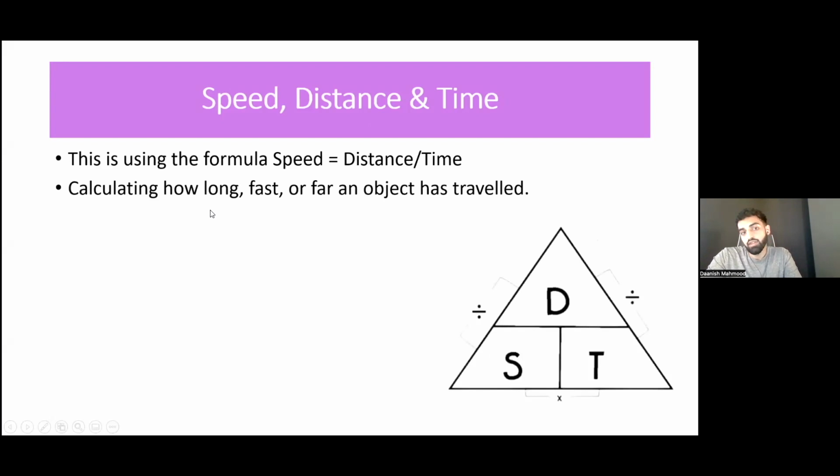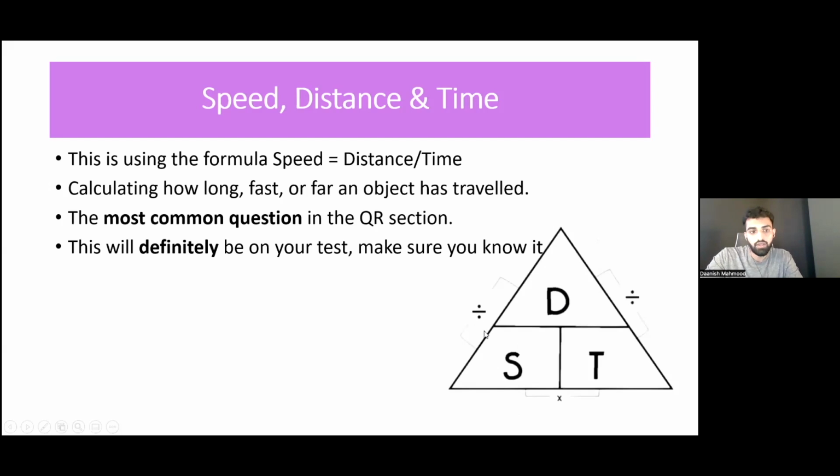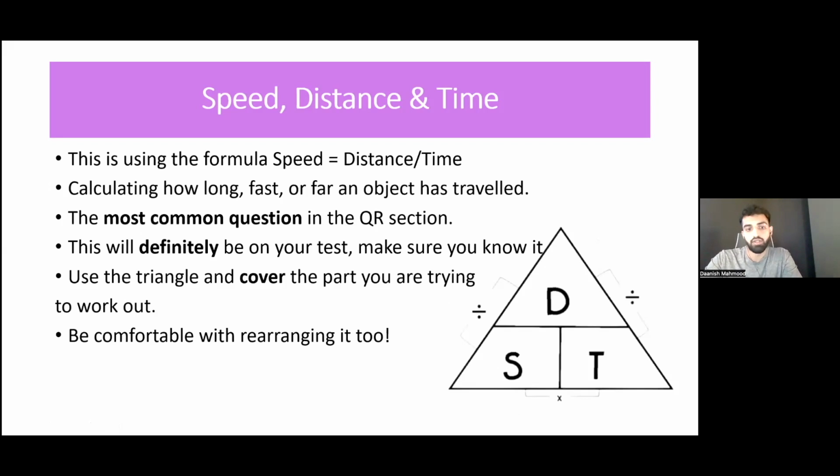Obviously, this is calculating how long, fast, or far an object has traveled. This is the most common question in the QR section. They love these questions for some reason. I guess given that it's easy to write questions on, and there are so many ways you can use this formula. It'll definitely be on your test, okay? So make sure you know this. There's not going to be loads of questions on this, but for sure you're going to see at least one or two.